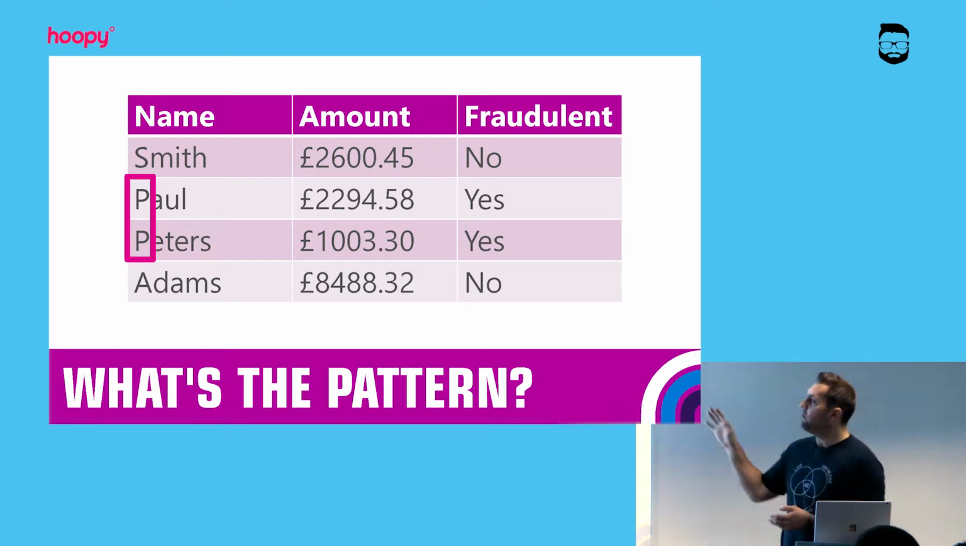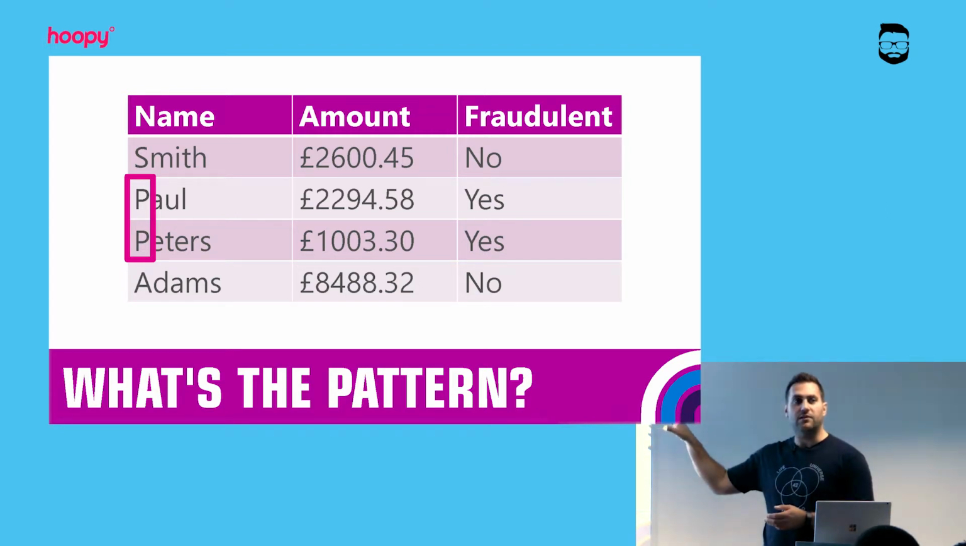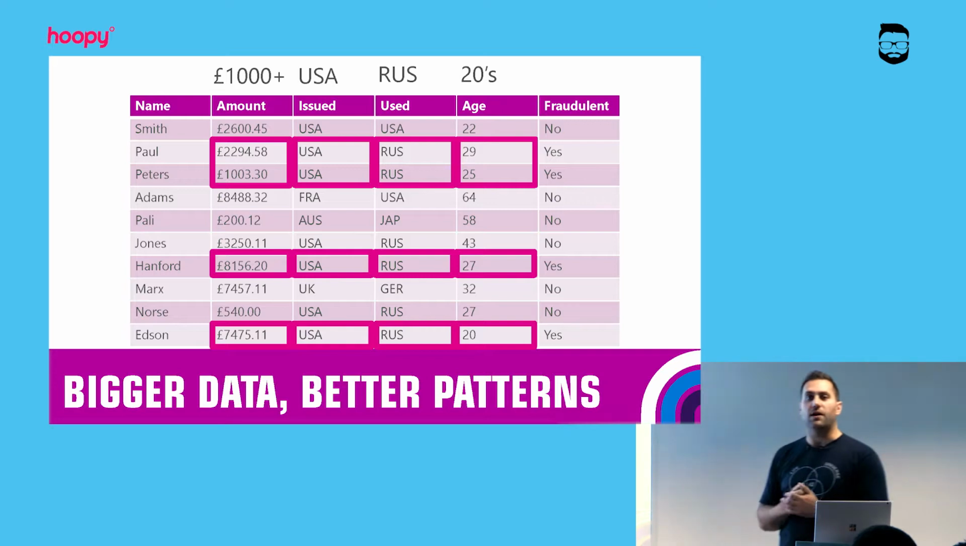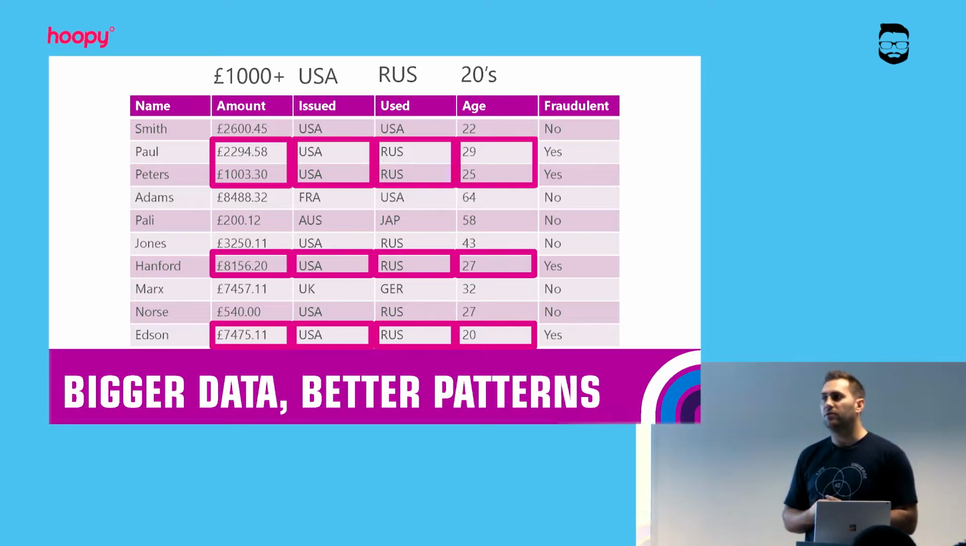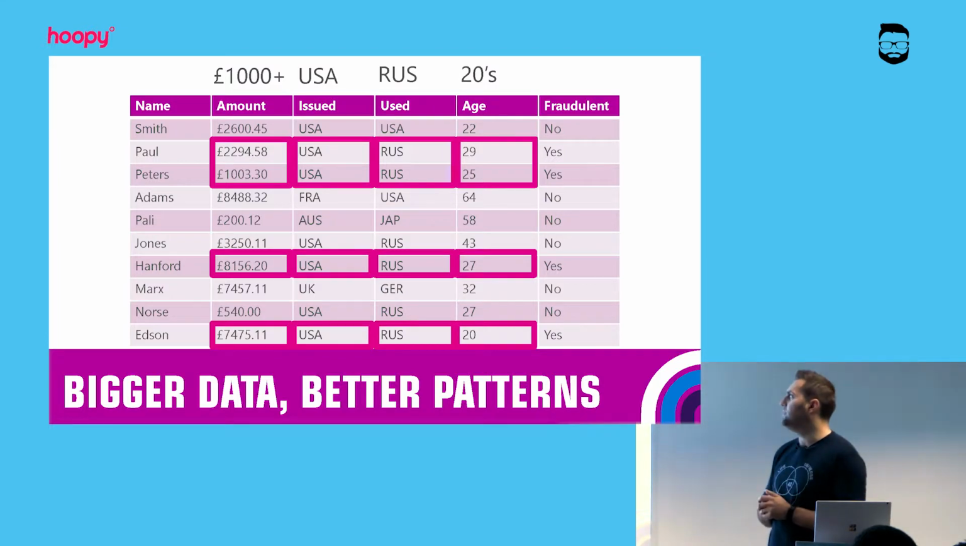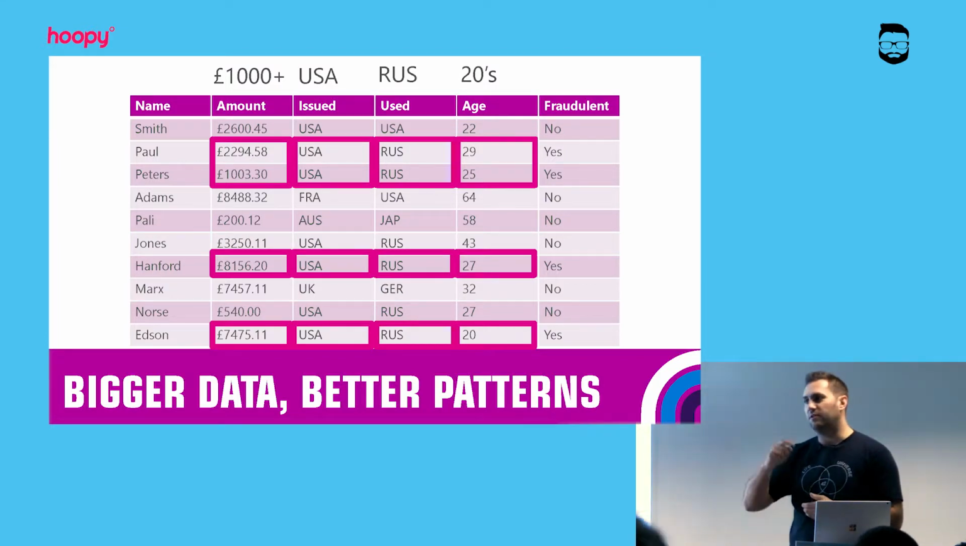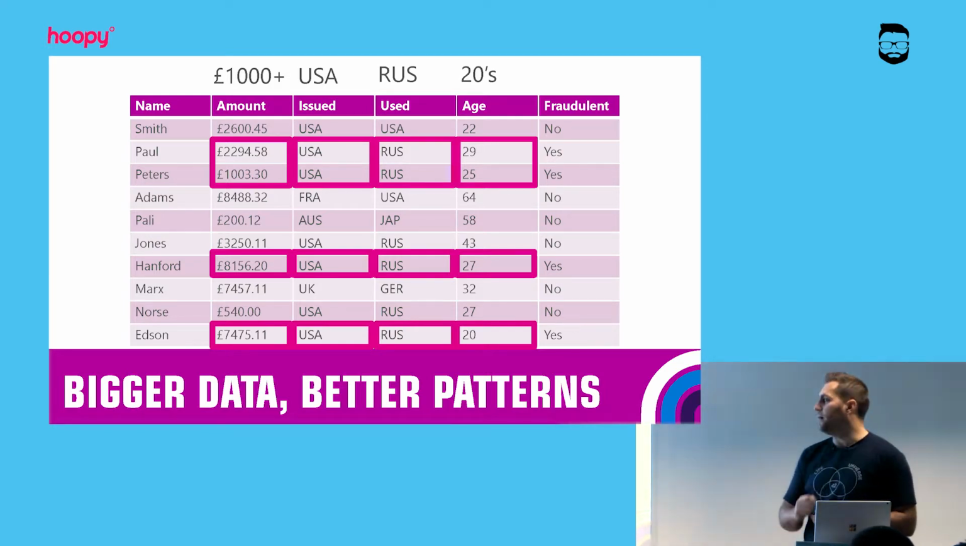So there are 4 indicators in this data set that indicate fraud. And can anybody spot what they are? Just shout out if you can spot them. There's Russia. So what is it about Russia particularly? So used in Russia is one of them, yeah. There's another 3 to spot. 20-something? Yeah, age, yeah, so they're all in their 20s. Another 2? Issued in the USA, yeah, and there's one more indicator. Over £1,000? Over £1,000, exactly right.